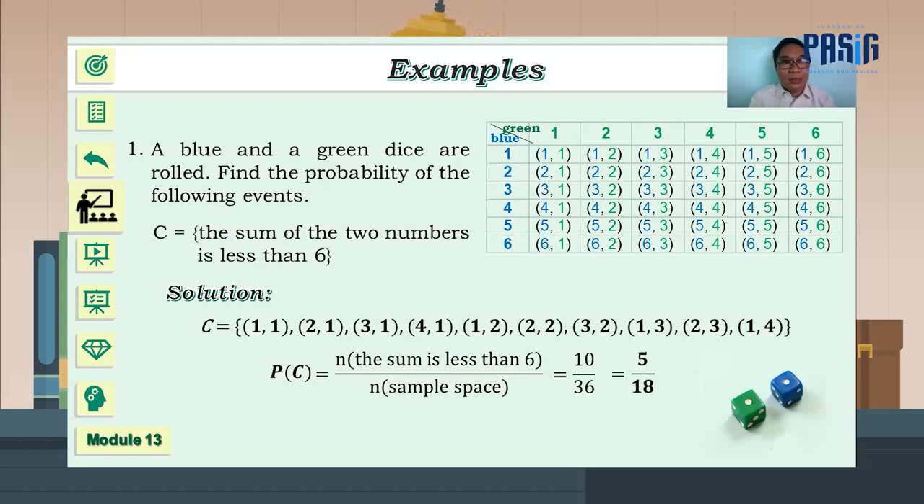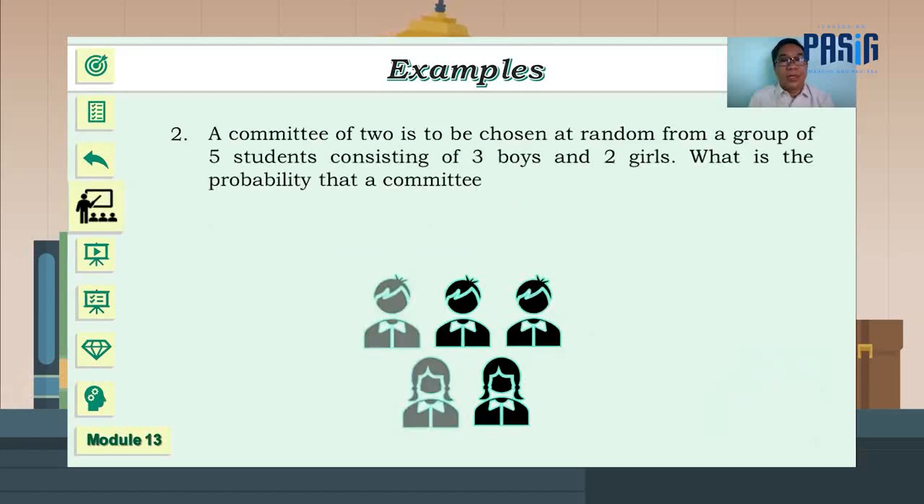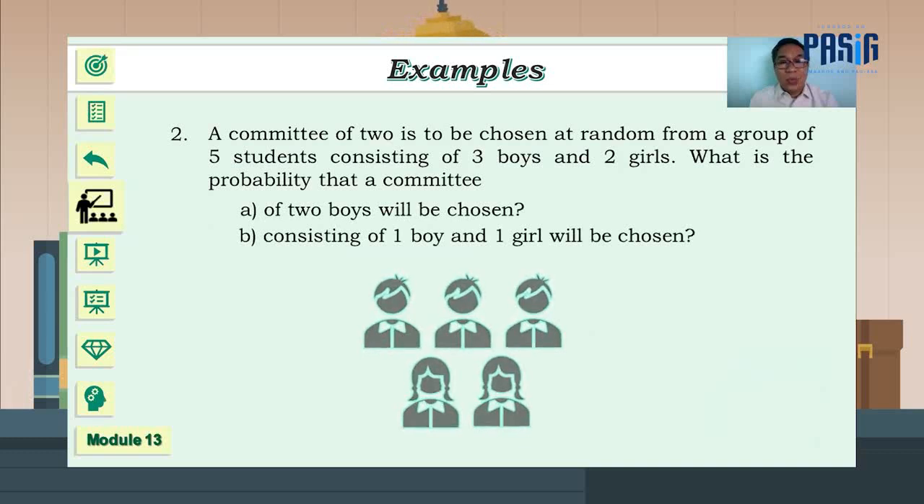Question for number 1, none. Let's proceed to example number 2, rather, not question. A committee of 2 is to be chosen at random from a group of 5 students consisting of 3 boys and 2 girls. What is the probability that A, a committee of 2 boys will be chosen? B, consisting of 1 boy and 1 girl will be chosen.